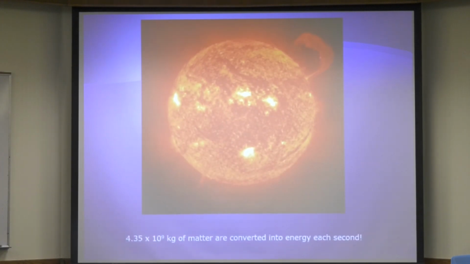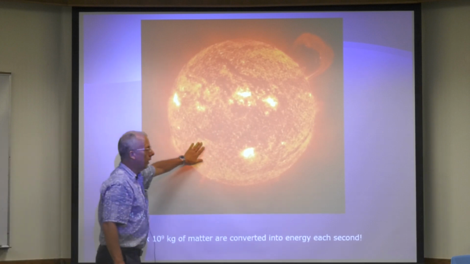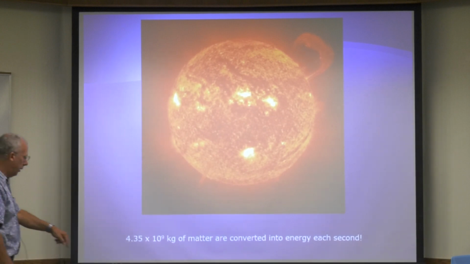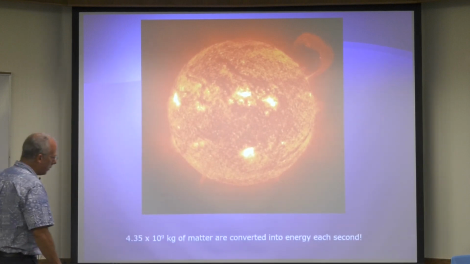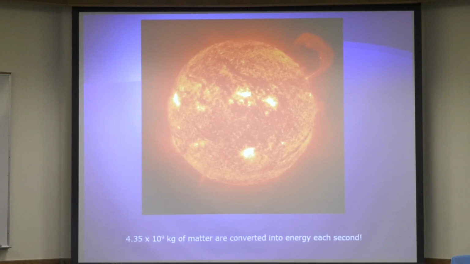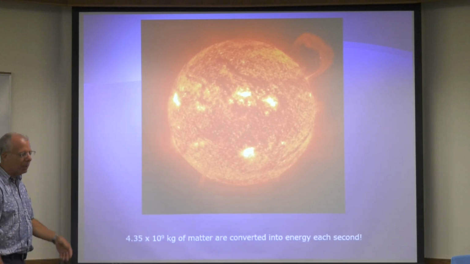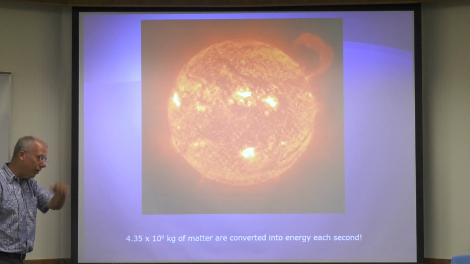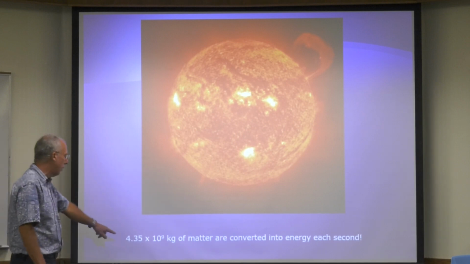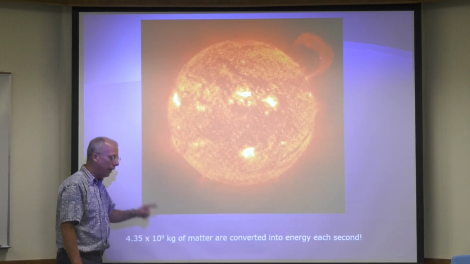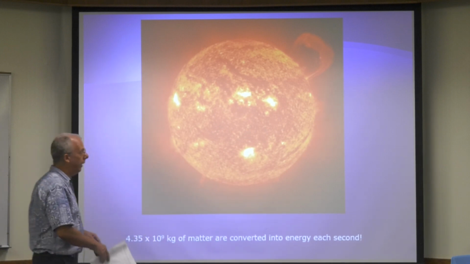Let's talk about our sun. This is not visible light. This is X-ray. 4.35 billion, right, 10 to the 9th is billion, 4.35 billion kilograms of matter are converted into energy every single second. You see that and you go, my gosh, the sun's not going to last very long, right? Well, the sun's very, very massive, so it's going to live a long, long time. Don't worry about it. But this is incredible: 4 billion kilograms of matter are converted into energy every single second in the sun.